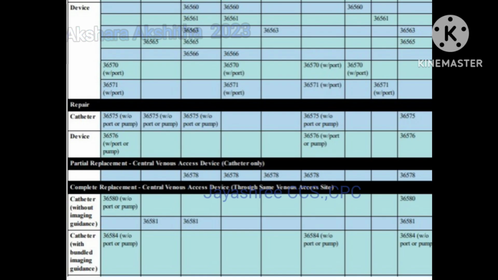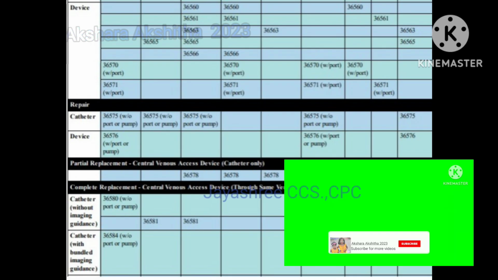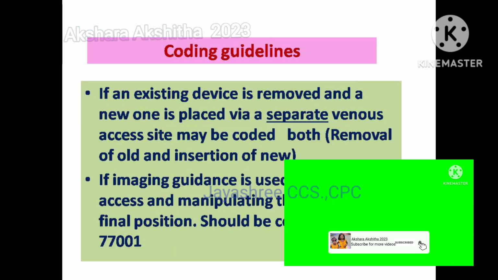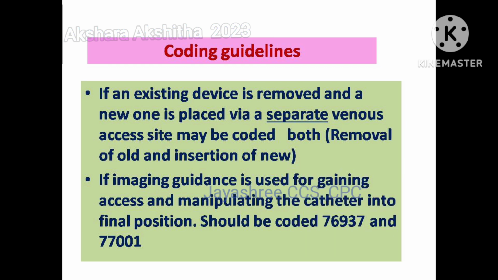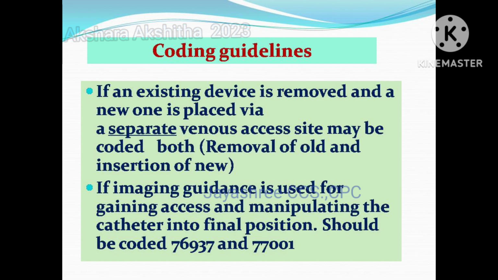Okay, let's see the coding guidelines for these sections. If the existing device is removed and a new device is placed via a separate access site, then both removal and insertion codes may be reported. Usually removal of a device we should not code when inserting the new device, but here if the venous access site is separate from the removal site, then we can bill removal and insertion separately.